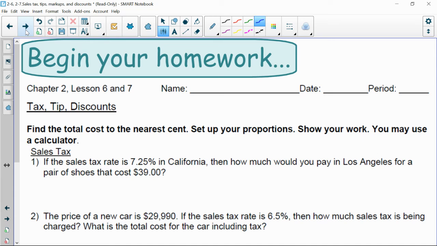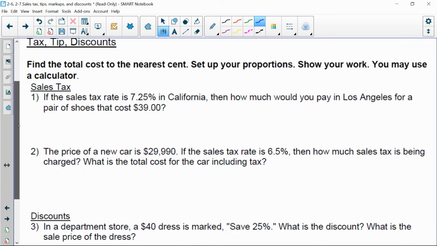All right, so let's look at our homework. You need to find the total cost to the nearest cent. Set up your proportions. Show your work for your algebraic steps, so if you make a mistake, we can tell you. But like I said, if you want to use the calculator for your computation, that makes sense.